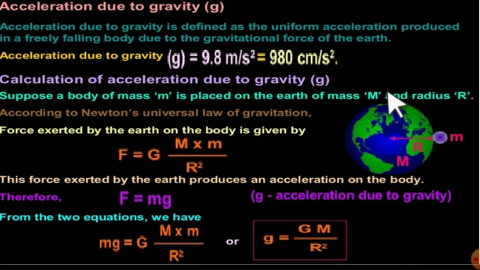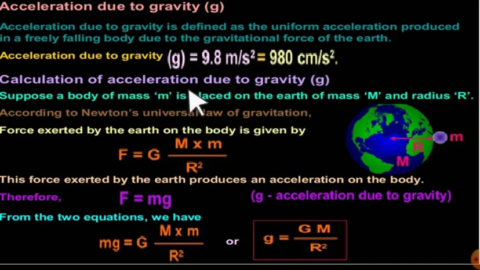If it is a little bit above the surface of the earth, it will also have this value, 9.8 meter per second square. Here the symbol used is small g. It is different from the universal gravitational constant capital G, okay? And this is also a dimensional constant. It has the unit meter per second square. In CGS unit it will be 980 centimeter per second square, okay?